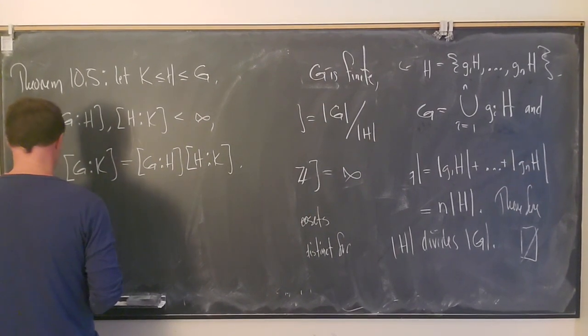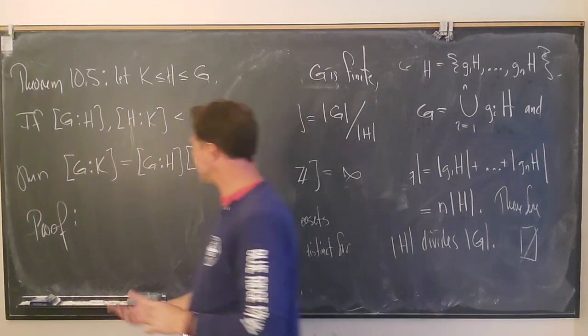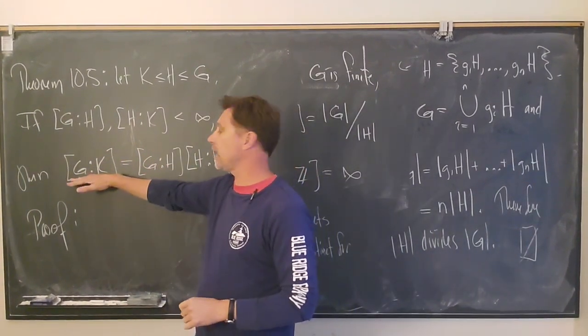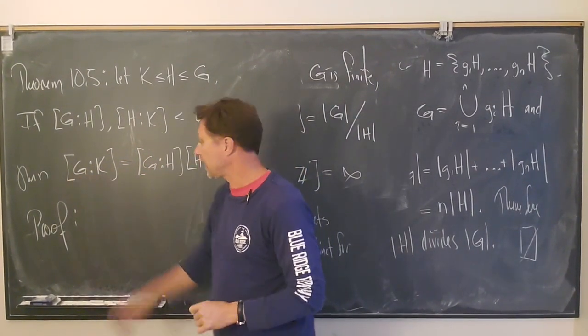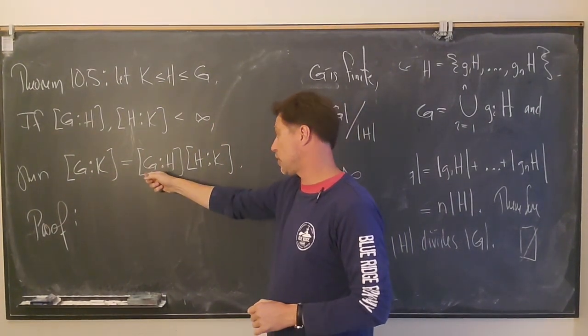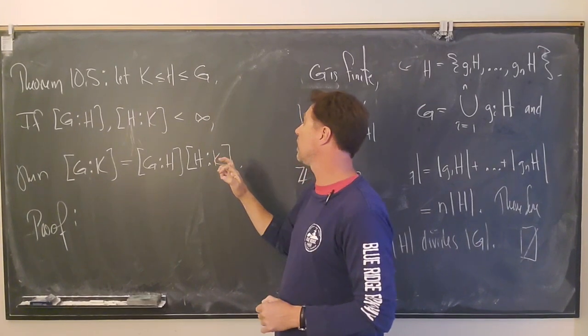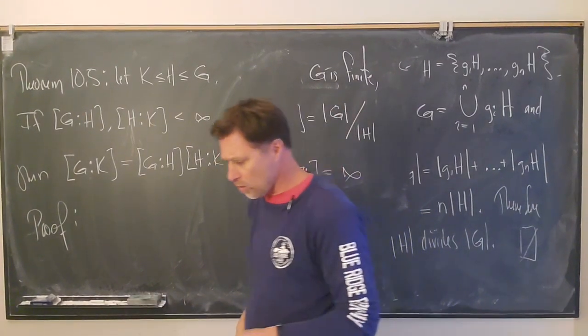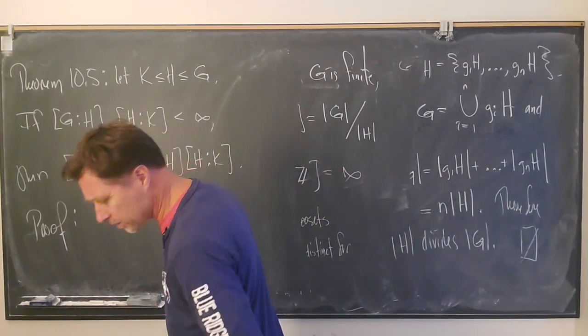So here's how the proof goes. What is this saying? It's saying that the number of left cosets of K can be computed by multiplying the number of left cosets of H in G times the number of left cosets of K in H. So it's basically just a counting argument.